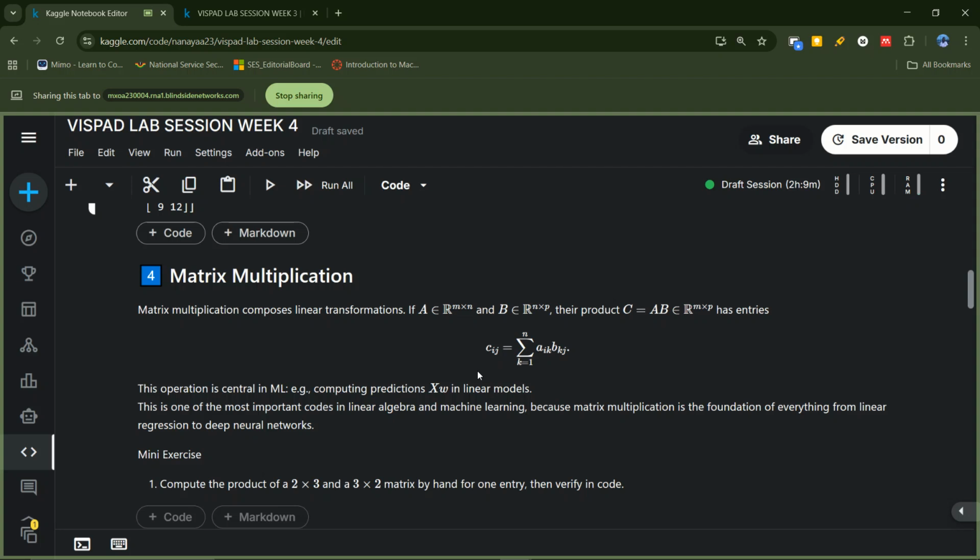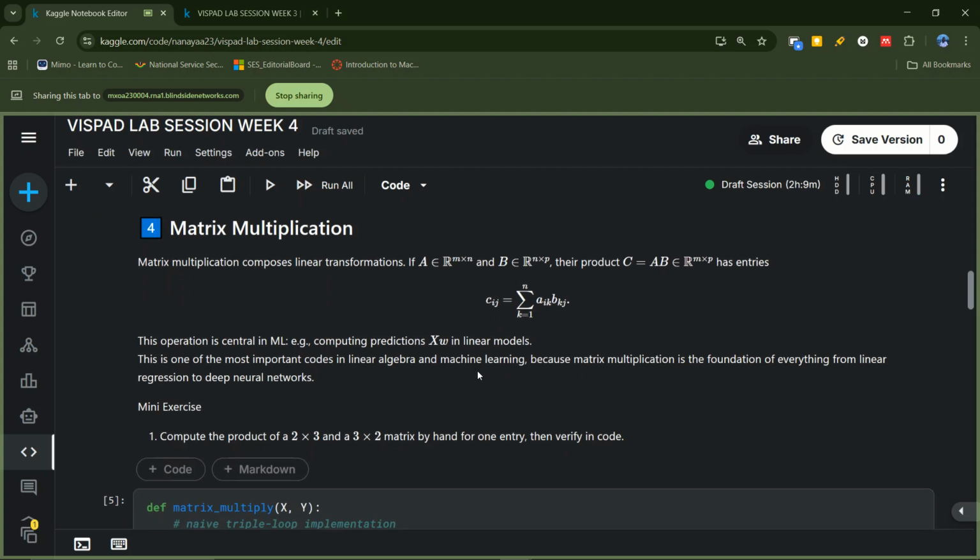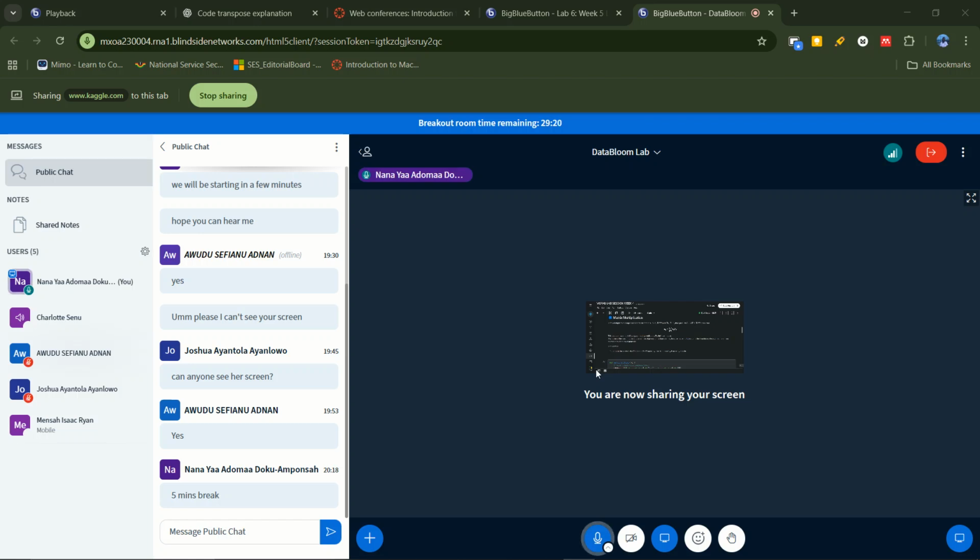So we move on to the next concept. We have about two more concepts left, so I want us to break for like 5 minutes, then I'll come back and finish up. I'm hoping we'll be able to finish everything up.